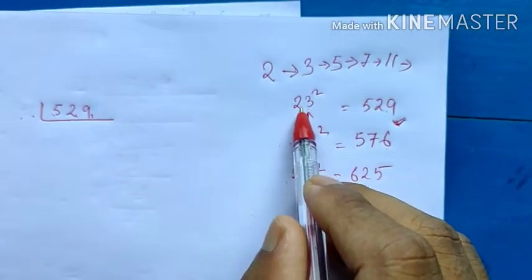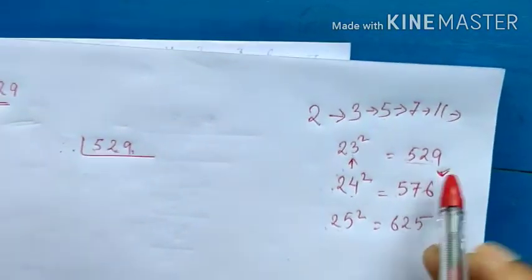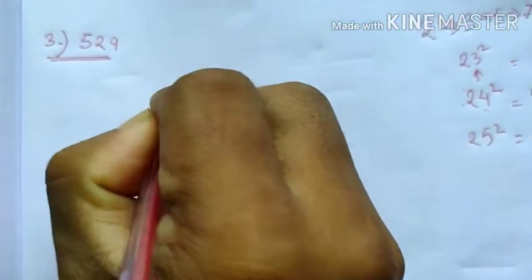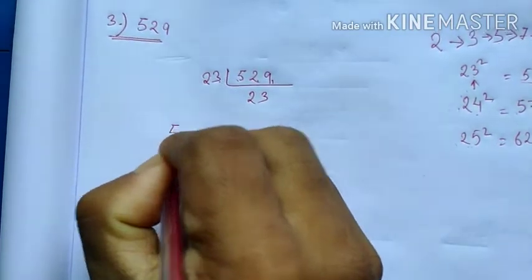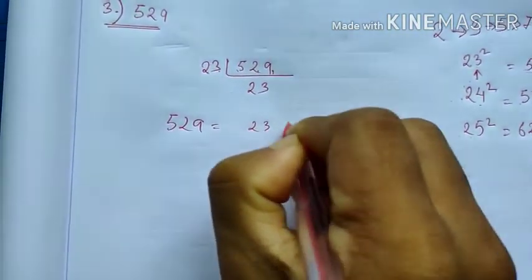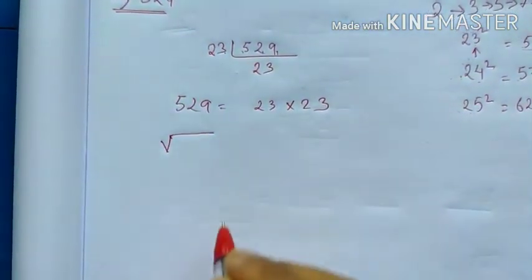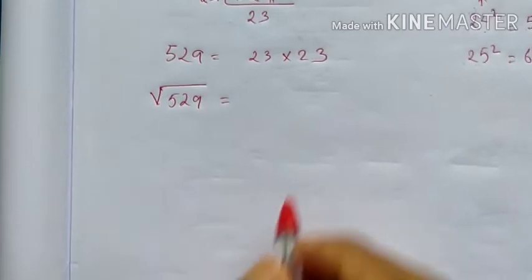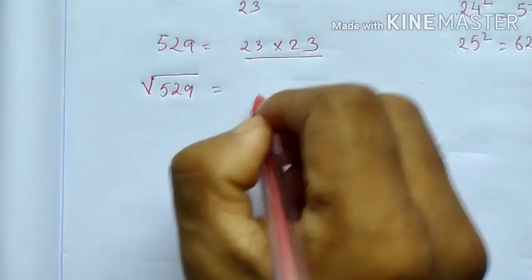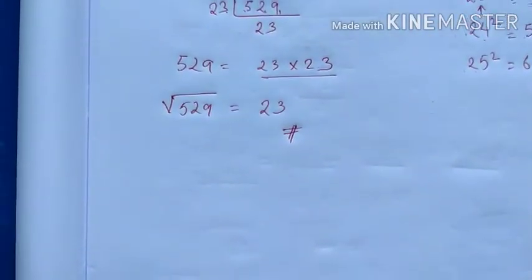What does 23 square give? It means what does 23 into 23 give me? And it will give me 529. So how will I write here? 23, and this also will be 23. All right. So now 529 I can write as 23 into 23. But we don't need what 529 is, we need the square root of 529. So what will be the square root of 529? This is a pair, right? And then only one 23 will come out. So it will be 23. So the square root of 529 is 23.